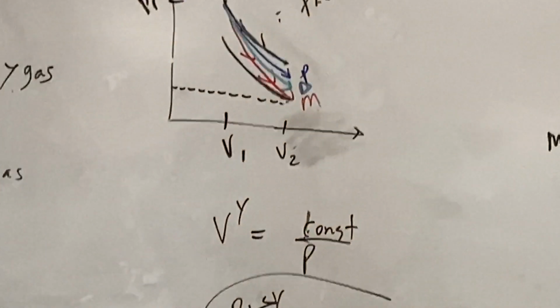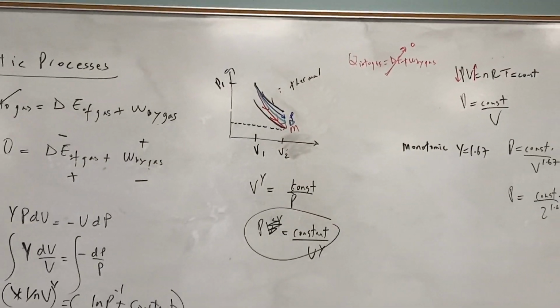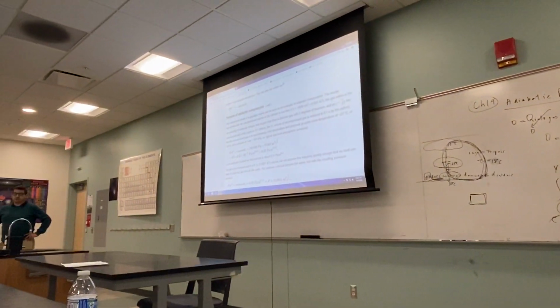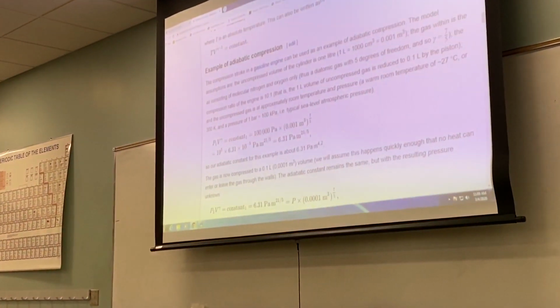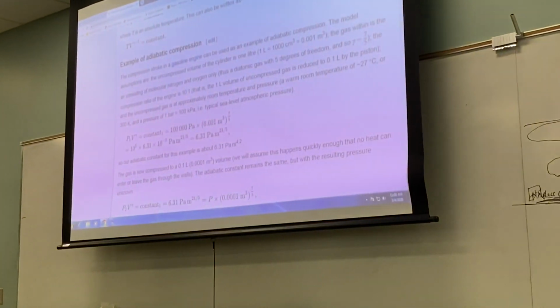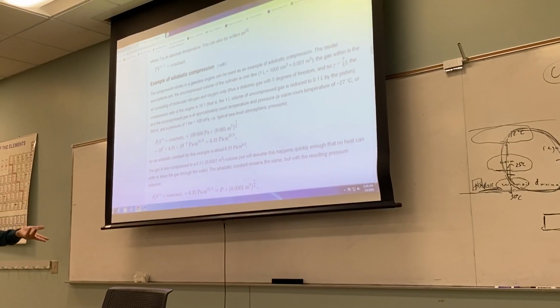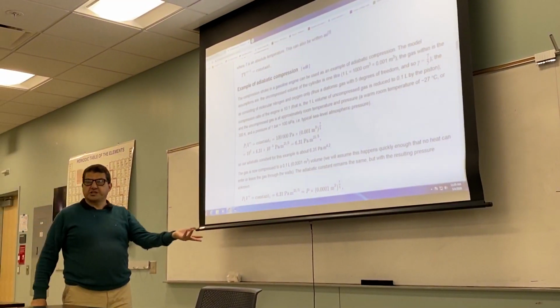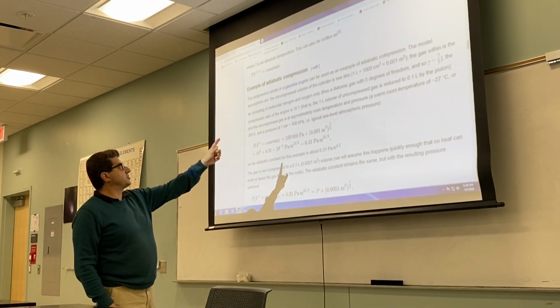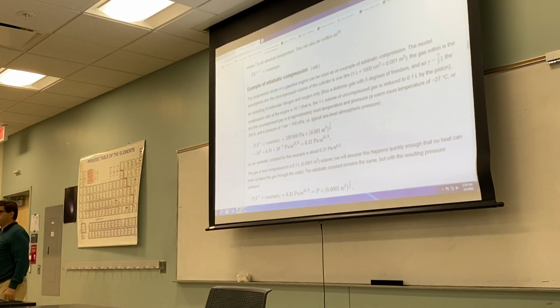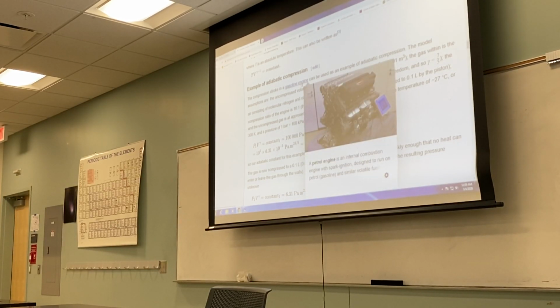So the compression stroke in a gasoline engine can be used as an example of adiabatic compression. So in a minute we're going to start chapter 20. We'll see that heat engines, depending on the cycle they use, could use the adiabatic process. So gasoline engines use an adiabatic process. See, like that.